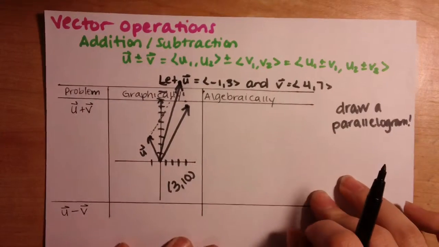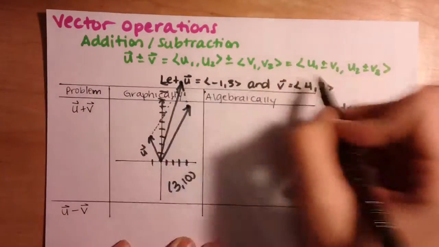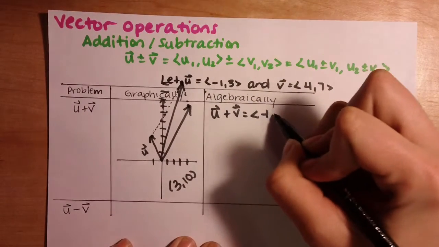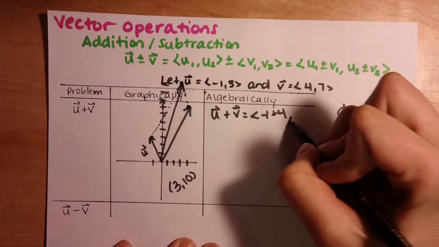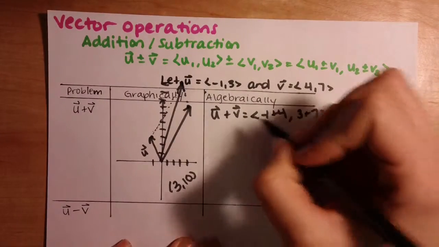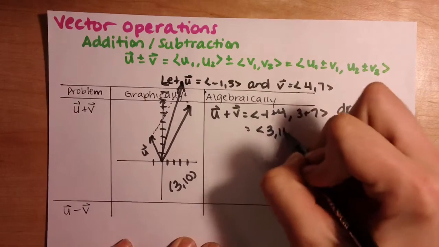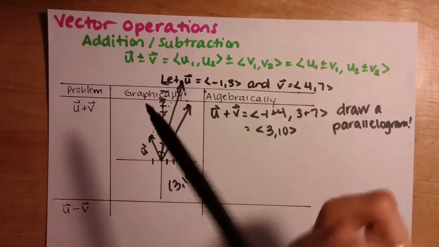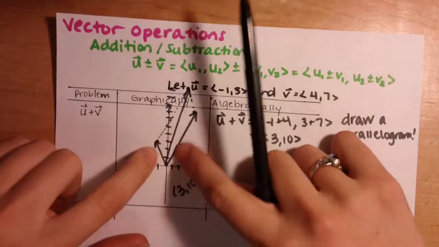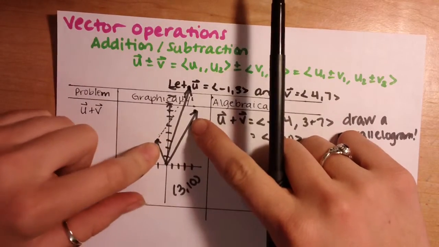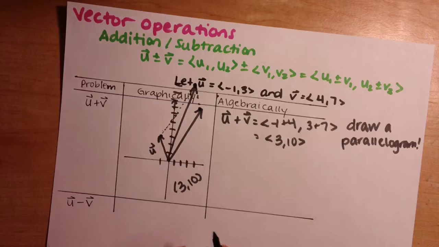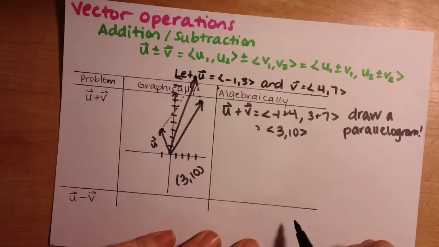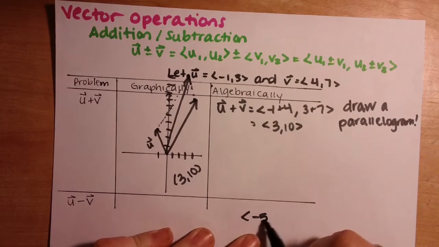We can also solve it algebraically using this formula above. So we'll have u plus v equals -1 plus 4, 3 plus 7, and we'll be left with 3, 10. So you can see the algebraic form is much simpler, so you might want to use the formula over the graph, but basically it's the magnitude plus the direction added together to get that parallelogram shape. So I want you to try u minus v on your own, and you should be able to get to the answer -5, -4.